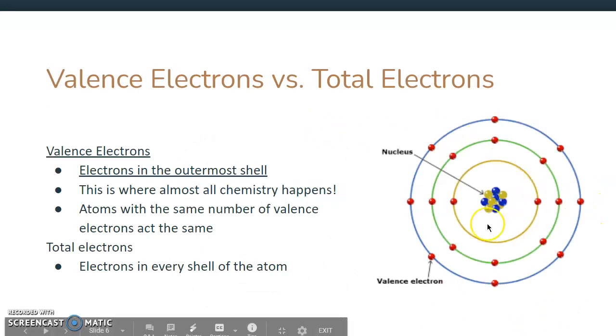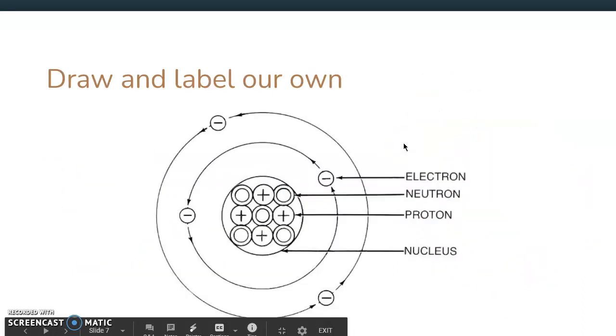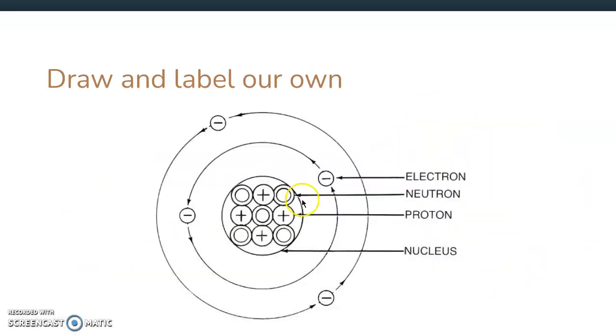Every little circle we see is the total amount of electrons, but our valence is our last shell. So, I want you guys to draw your own in your notes, which is a very simple version, but it has everything I'd like you guys to have.